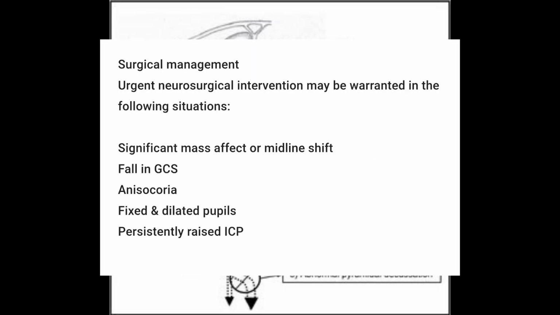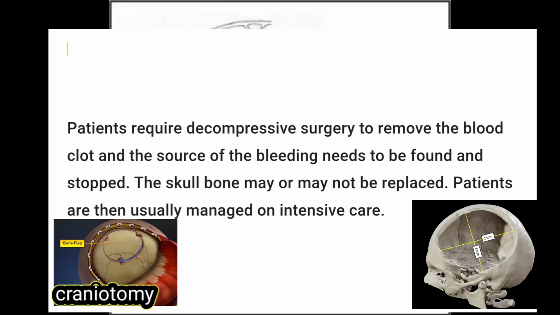Urgent neurosurgical intervention may be warranted in the following situations: significant mass effect or midline shift, fall in GCS, anisocoria, fixed and dilated pupils. Patients with persistently raised ICP require decompressive surgery to remove the blood clot, and the source of the bleeding needs to be found and stopped. The skull bone may or may not be replaced. Patients are then usually managed on intensive care.